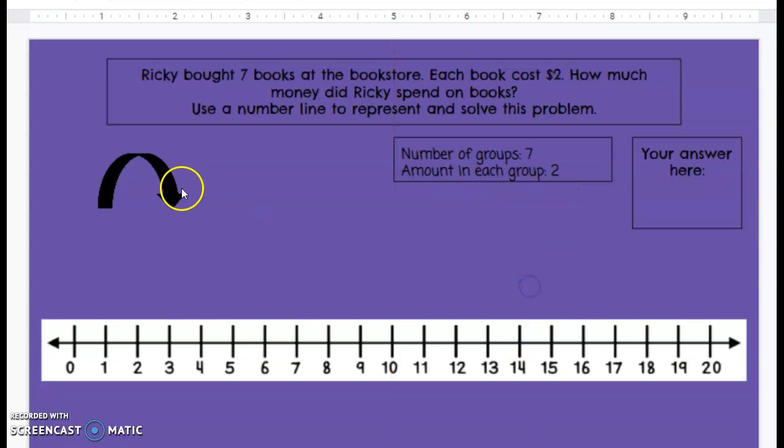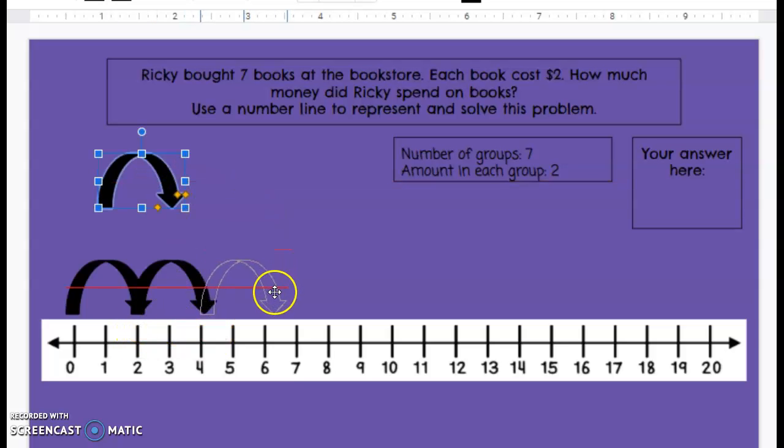So you're going to have these little arrows, and you're going to move them to represent 7 groups and 2 in each group. So for example, this one, that's one group, and it goes 1, 2, and it lands on 2. I'm going to start at 2. This is 2 groups, 1, 2. And then this is 3 groups, and it lands on 6.